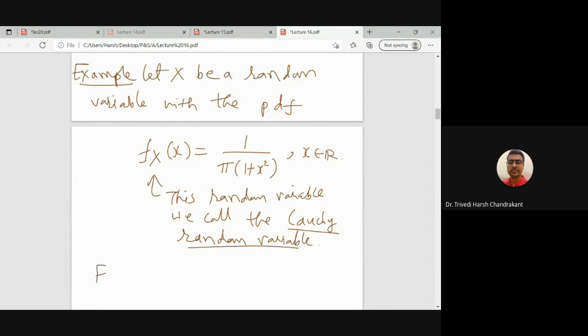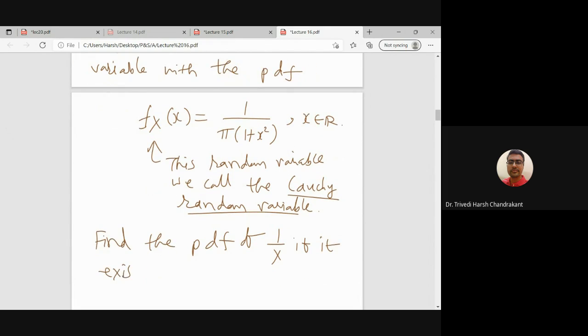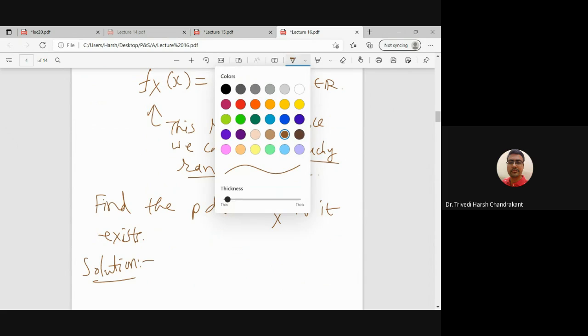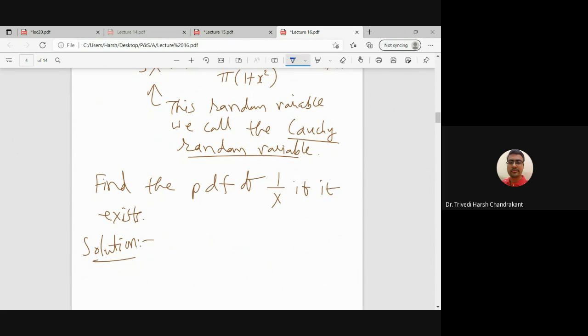The question is: find the PDF of 1 upon X if it exists. So here we are given the function of the random variable, 1 upon X. This is not linear, this is not quadratic also, but we have the shortcut formula, so we are going to use the shortcut formula.